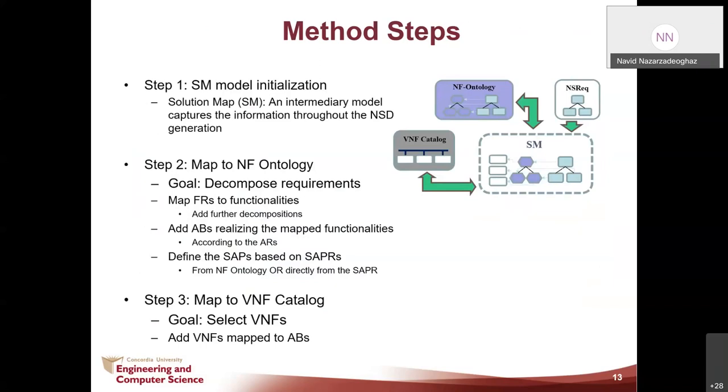In step two, to begin with, we have the information from the NSREC in the solution map. So in step two, we map the solution map to the ontology, and we traverse the ontology, we capture the subtrees on the functional side and architectural side that match those requirements, and we put them into our solution map. In the third step, we take those captured architectural blocks and look through our VNF catalog, and we select the proper VNFs matching those architectural blocks, and we put them in our solution map in relation with the architectural blocks. Next slide, please.